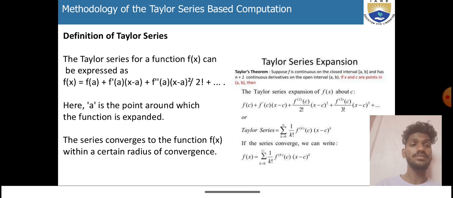Taylor series expansion. Suppose f is continuous on the closed interval a comma b and has n plus 1 continuous derivatives on the open interval a comma b. If x and c are points in a comma b, then the Taylor series expansion of f of x about c is f of c plus f dash of c into x minus c plus f double dash of c by 2 factorial into x minus c whole square plus f triple dash of c by 3 factorial into x minus c whole cube plus so on.